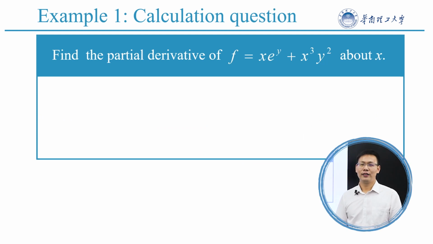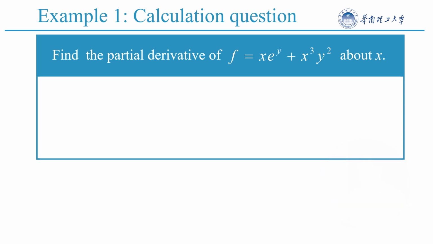Example 1. Find the partial derivative with respect to x, where f(x, y) equals this expression. We take y as a constant, and the partial derivative of f with respect to x is e^y plus 3 times x squared times y.